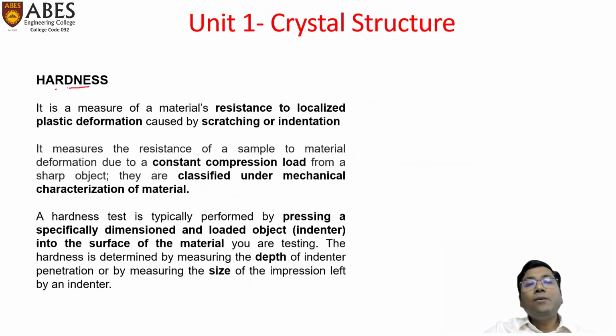Hardness is a measure of a material's resistance to localized plastic deformation. How much the material resists localized plastic deformation caused by scratching or indentation, basically in the form of compressive load. So it measures the resistance of a sample to deformation due to a constant compressive load from a sharp object, so that a scratching or indentation can be achieved.